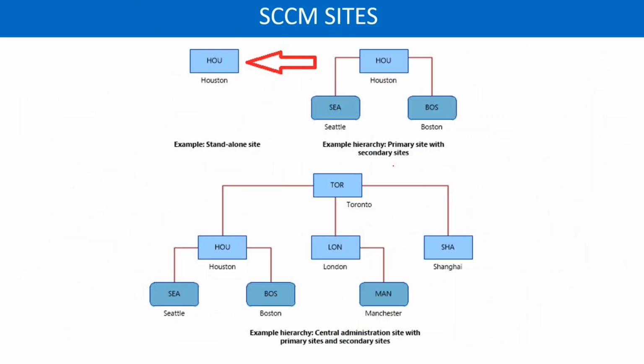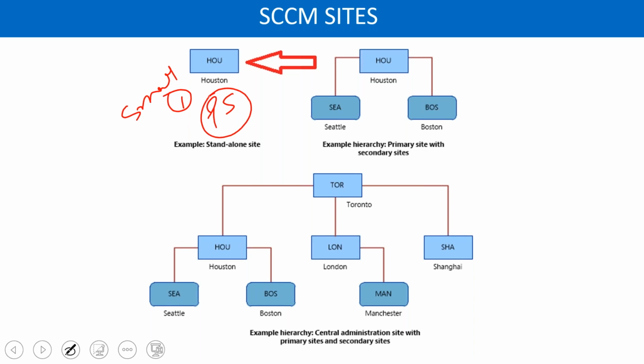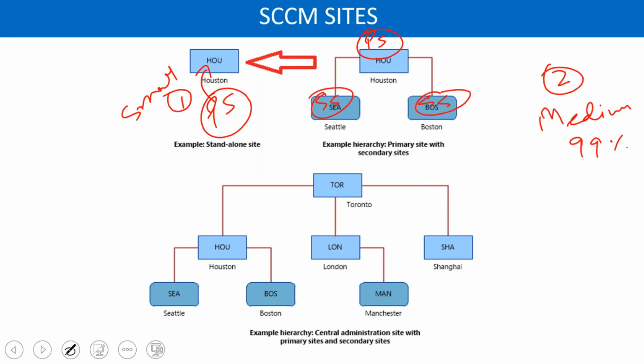Now there are three architectures in SCCM. First is for a small size company. Suppose you don't have any branch office, only one location, then you go with only one primary site server. If you have medium sized companies, 99% you will find this kind of architecture deployed in companies. So primary plus secondary: secondary in branch office and primary in headquarter.